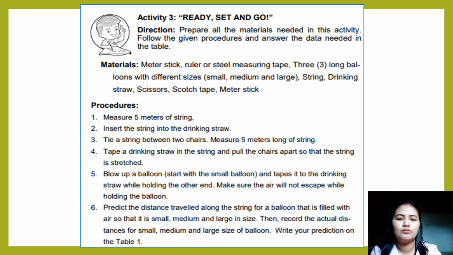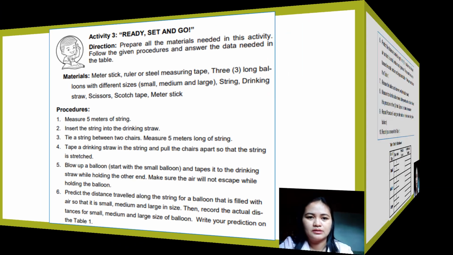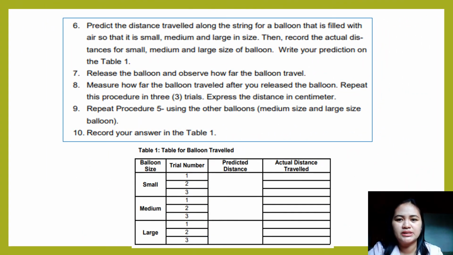Alright, so bago mo gawin yung pagpapatakbo sa straw, magsulat ka muna ng hula mo. Gaano kalayo ang matatakbo niya gamit ang small, medium, and large balloon. And then, sa totoong natakbo niya, i-record mo din. And then, you will have your comparison later on. Okay. And then, sa number 6, predict, tapos na yan.